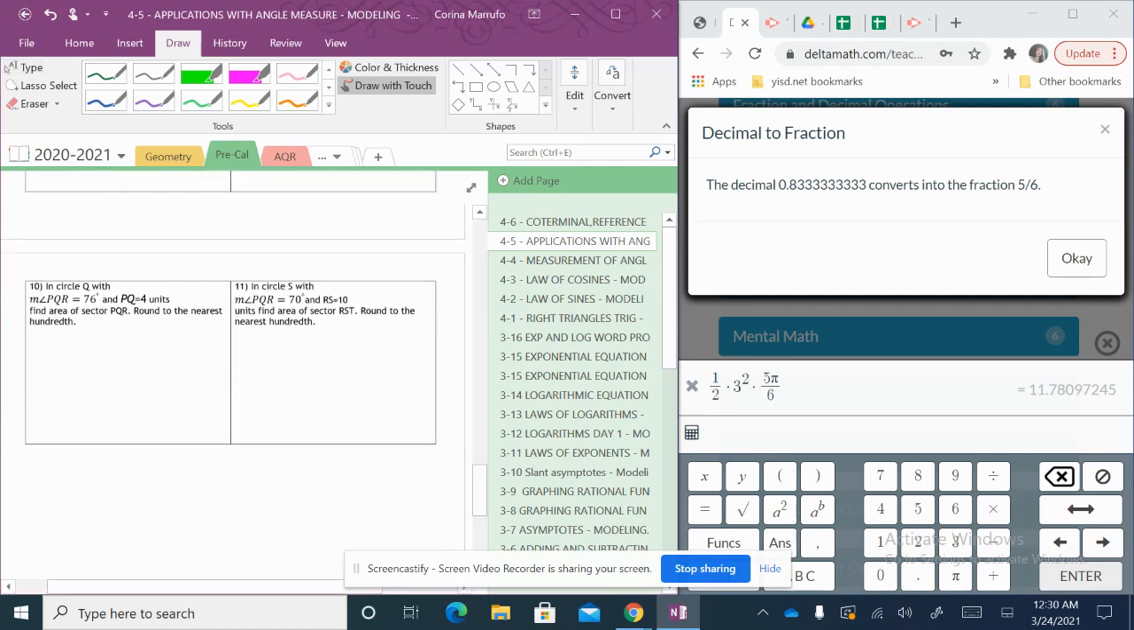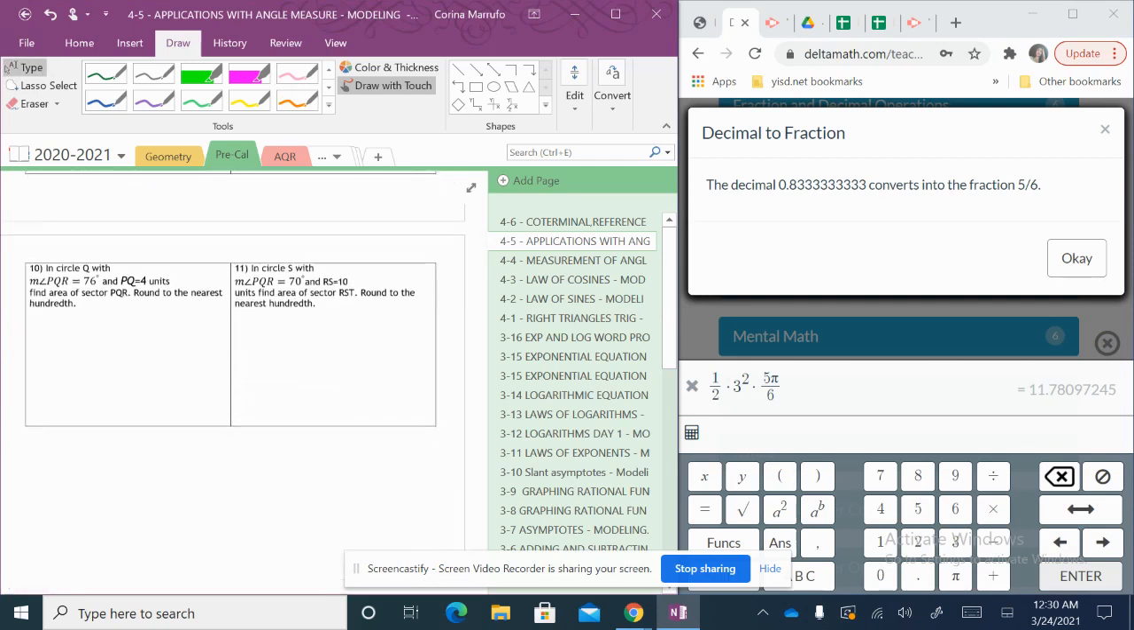Okay, so a few more. Here it says in a circle Q with PQR, angle PQR is 76, PQ equals 4 units. Find the area of the sector PQR, round to the nearest hundredth. So I'm going to make a circle. Now it's circle Q, so the Q goes here in the middle. So that means this is PQR. P, Q, and R. This is the angle. They tell us that this angle is 76 degrees.